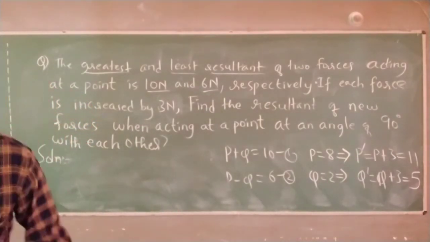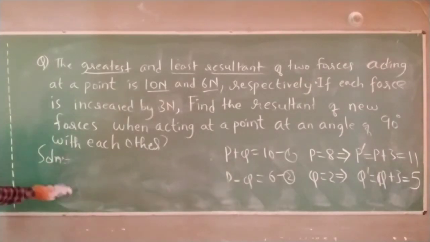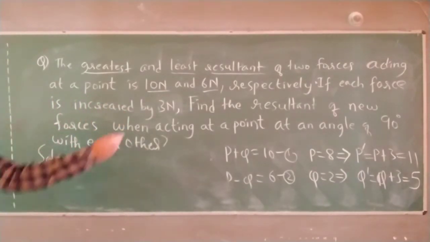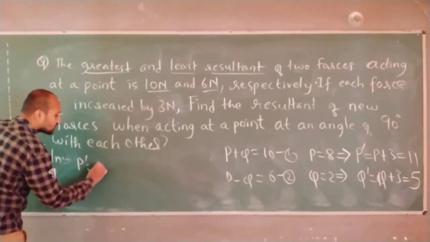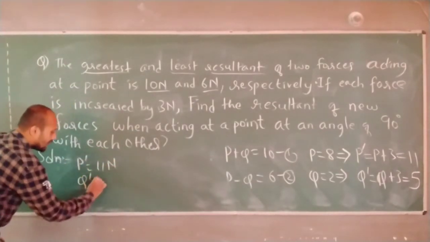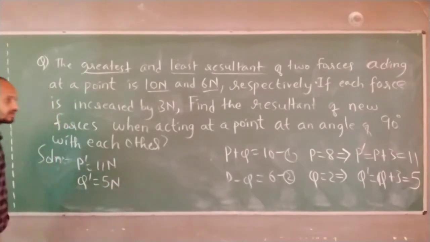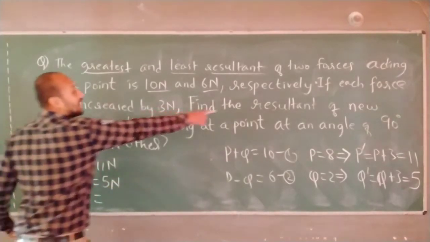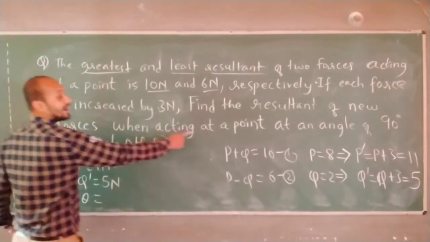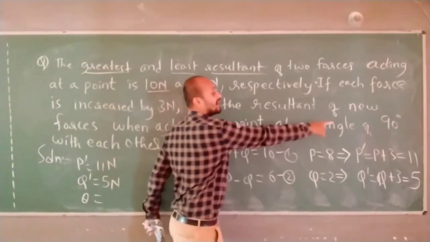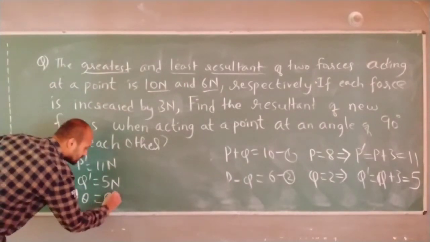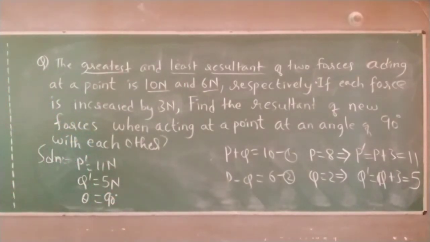The new forces are P dash equal to 11 Newton and Q dash equal to 5 Newton. Find the resultant of the two forces when acting at a point at an angle of 90 degrees with each other. Theta is equal to 90 degrees.